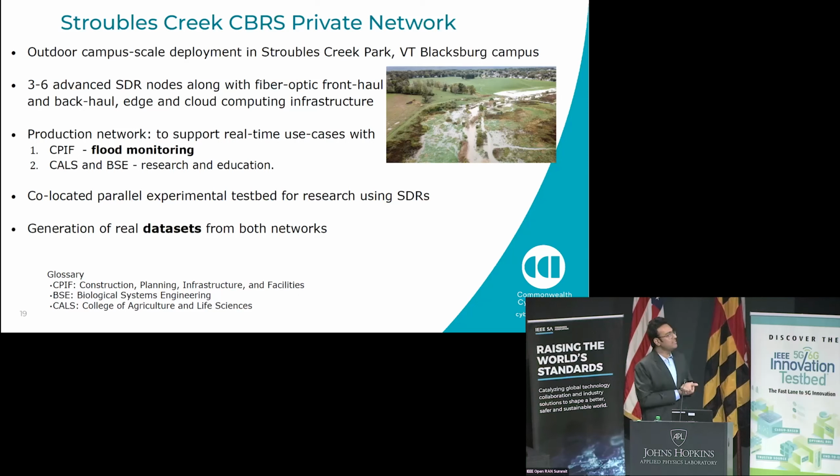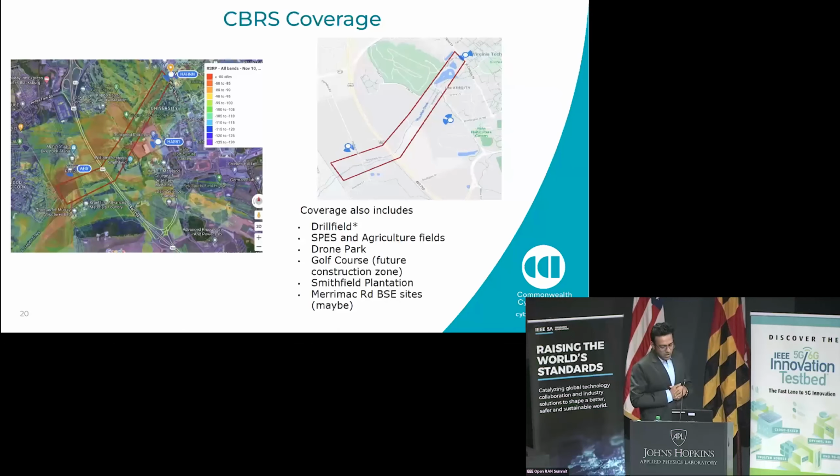It will have access to a lot of real data sets. This shows the area of coverage, where we have got the license. This is the deployment area, primarily a 1.5-mile corridor inside the Virginia Tech campus. It also includes the drone park, so we also plan to involve drones in the experiments.